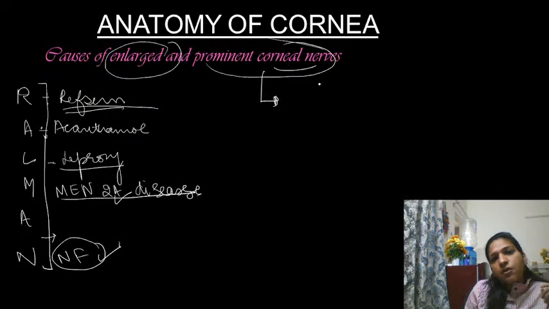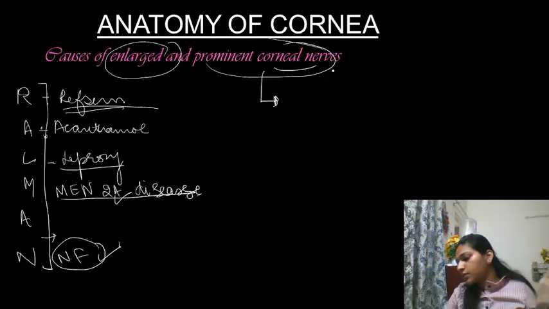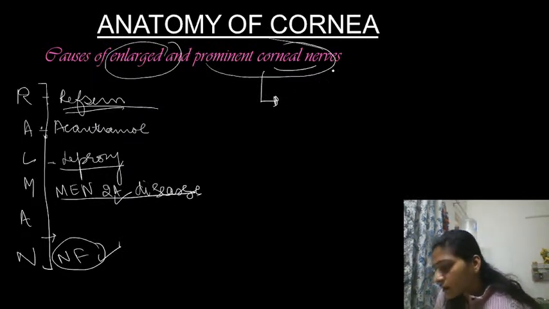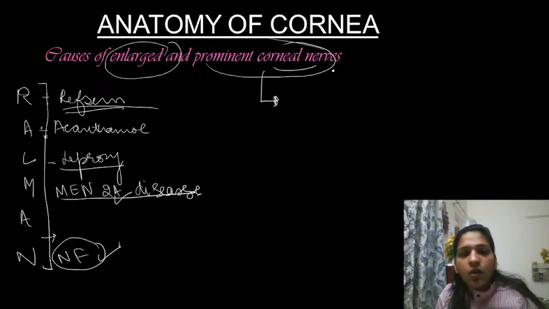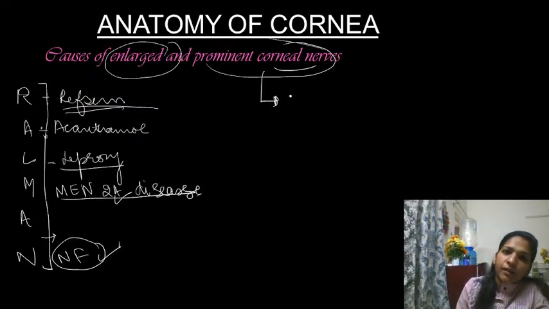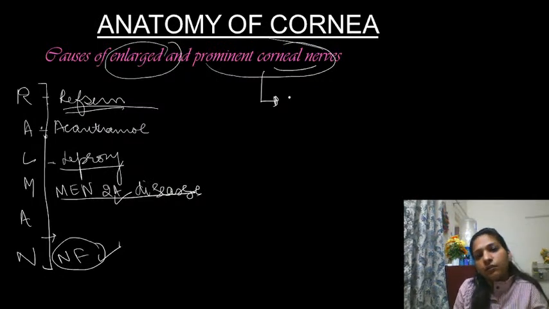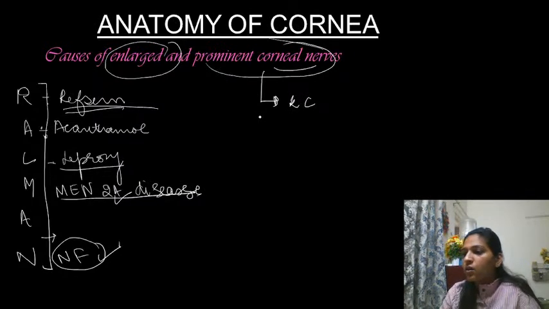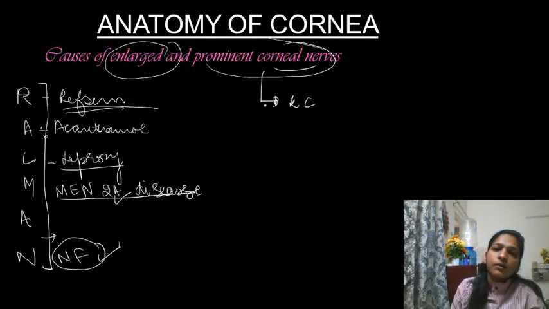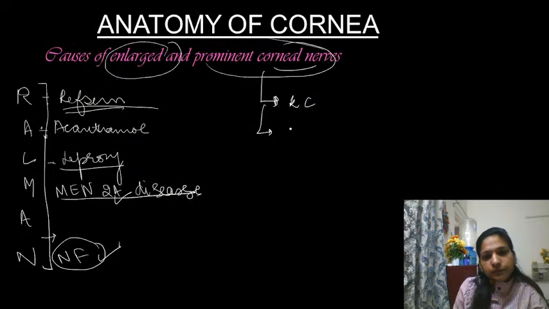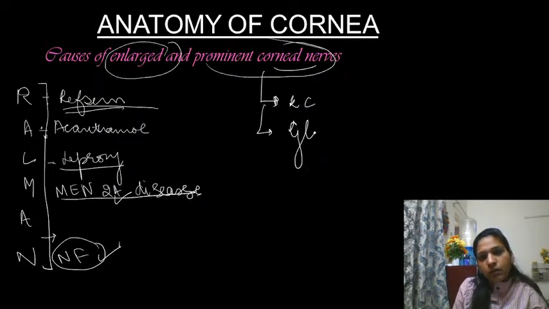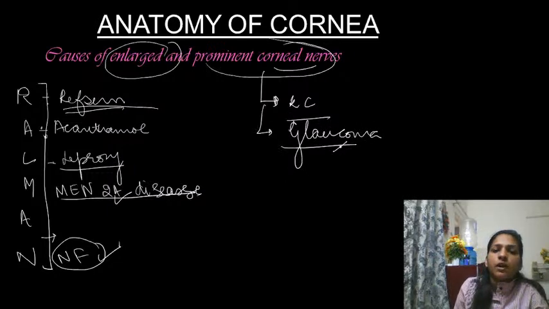Now causes for prominent corneal nerves. Causes for prominent corneal nerves, a very common etiology in the cornea. You must have heard of this etiology, Keratoconus. Okay, Keratoconus is a cause for prominent corneal nerves. Other causes, glaucoma. It also leads to enlarged prominent corneal nerves, okay.